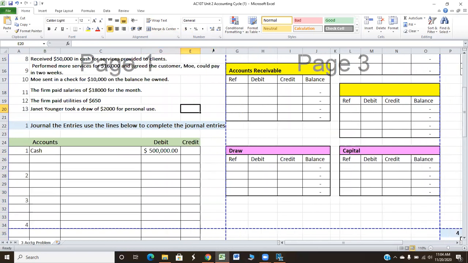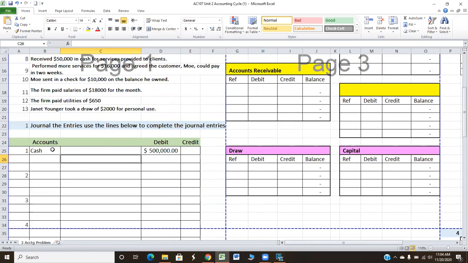So the business received cash of 500,000. But as you saw in the other videos, and as I told you at the start, all journal entries need a debit and a credit. It has to balance that initial accounting equation: assets equals liabilities plus owner's equity.